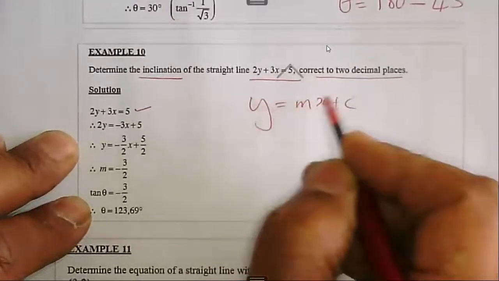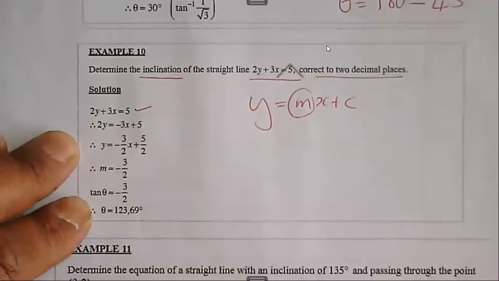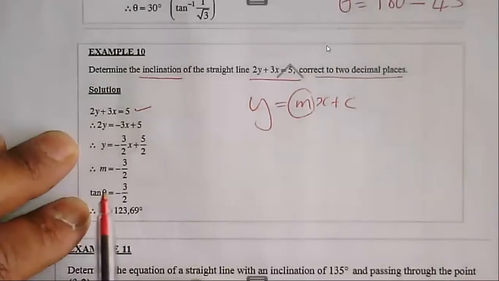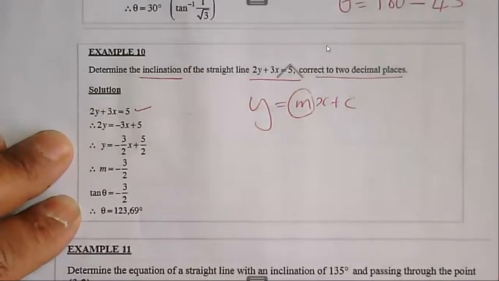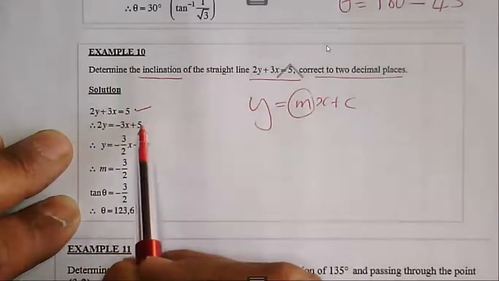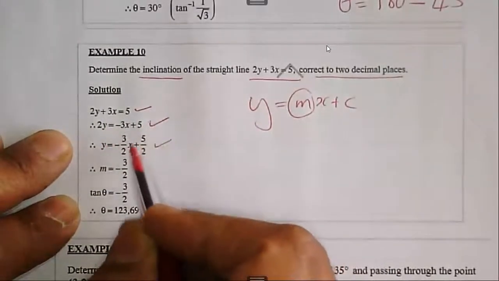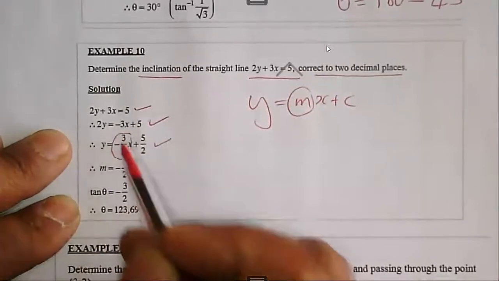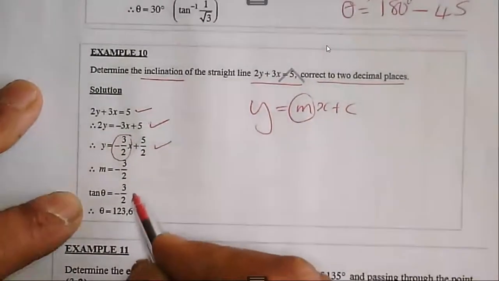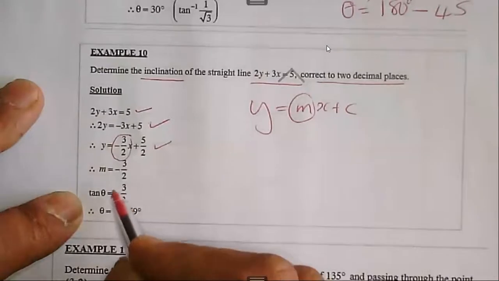Because that is the idea. I want to see what m is. Once I have m, I can say the tan of theta. Cool. So take the 3x over and then divide by 2. So there you are. The gradient is minus 3 over 2. So again, people, it is a negative.